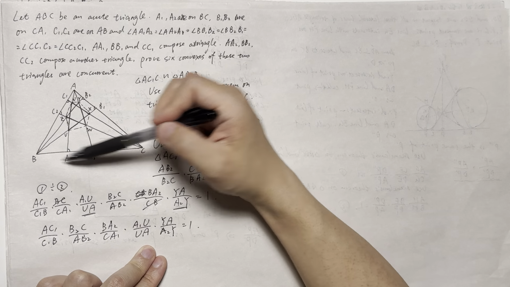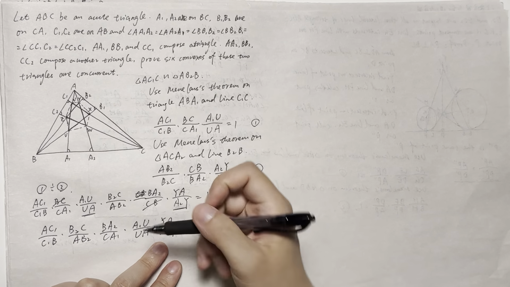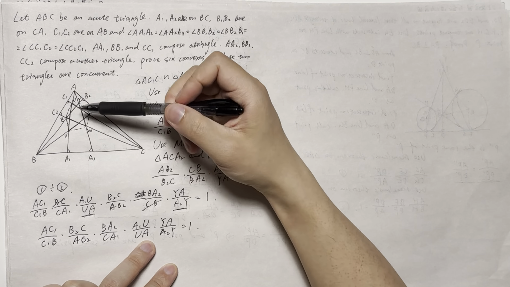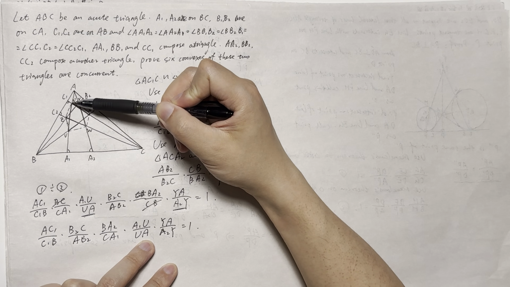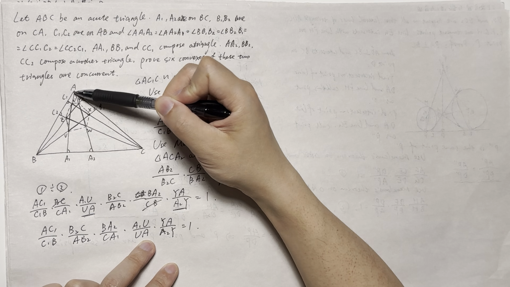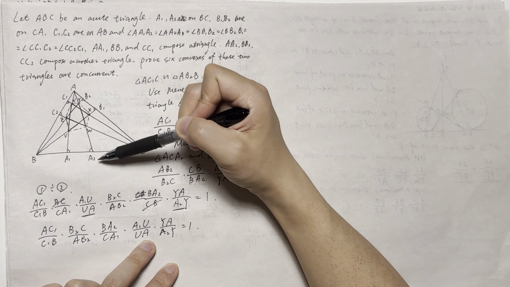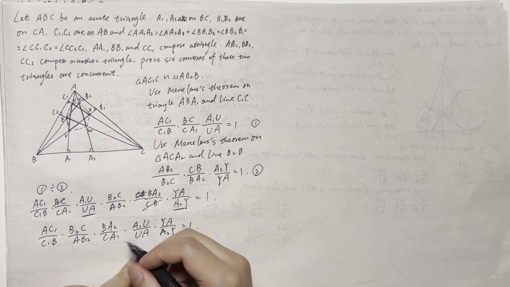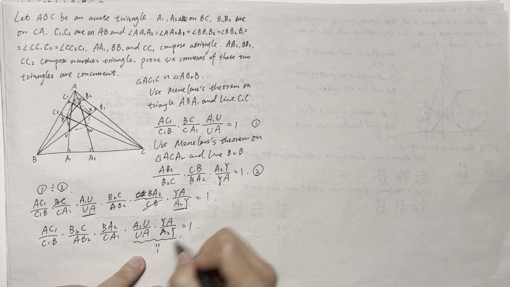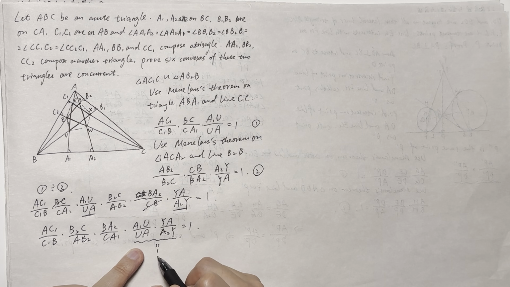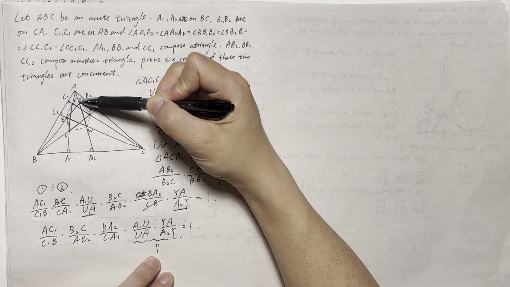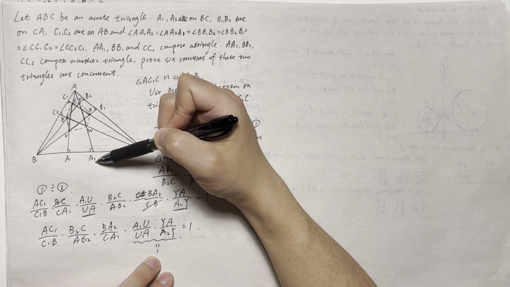VW, parallel with BC, right? So look at here. We got the ratio of A1U to UA times AY to A2Y. So basically, if we can prove the product of these two terms equals 1, then we prove that UY is parallel with A1A2.